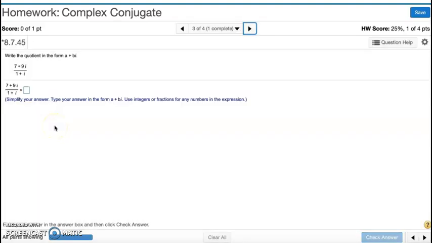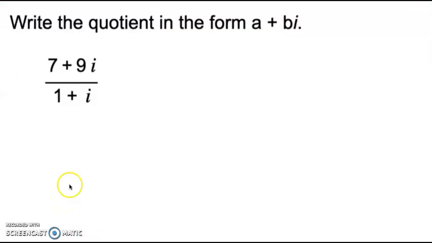Going to number 3, write the quotient in the form a plus bi. So let's take a closer look at that. So what I'm going to have to do is multiply the top and the bottom of this fraction by the conjugate of the denominator, or bottom, of this fraction. So the conjugate is 1 minus i, so multiply the top and the bottom by 1 minus i.